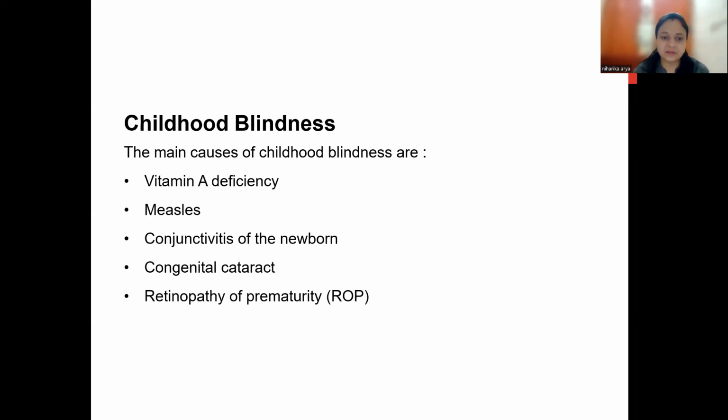Childhood blindness. The main causes of childhood blindness are vitamin A deficiency, measles, conjunctivitis of the newborn, congenital cataract, and retinopathy of prematurity. So these are the main causes of childhood blindness.